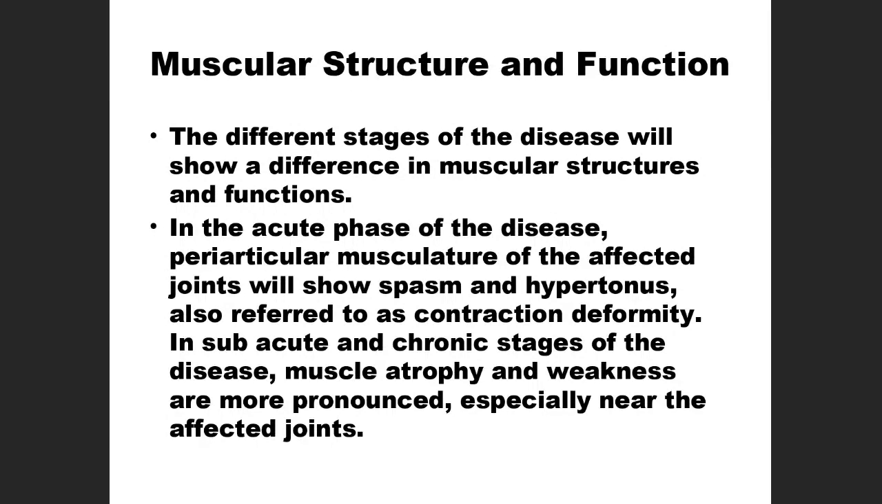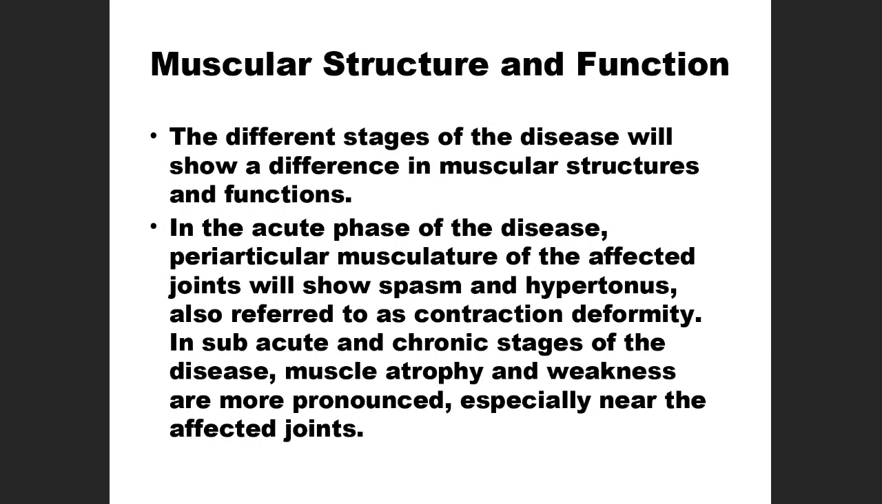The muscular structures: what happens to the muscles around the joint? The different stages of the disease will show a difference in muscle structure and function. In the acute phase of the disease, the periarticular musculature of the affected joint will have spasm because of the inflammation, and the tone will be high. It is referred to as a contraction deformity. That will be the reflex painful contraction, as we call it, in the muscle.